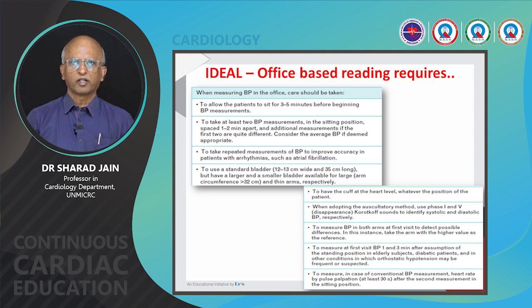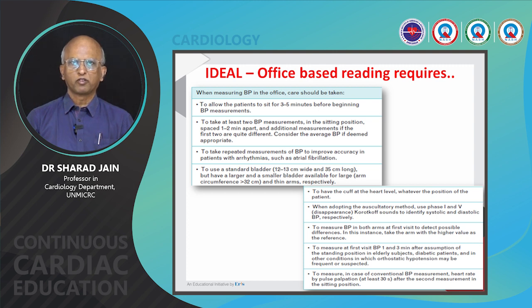Have the cuff at heart level whenever the patient is sitting. When adopting the auscultatory method, use phase 1 and phase 5 Korotkoff sounds to identify systolic and diastolic blood pressure. Measure blood pressure in both arms, at least for the first visit, and if required also in the lower limb.